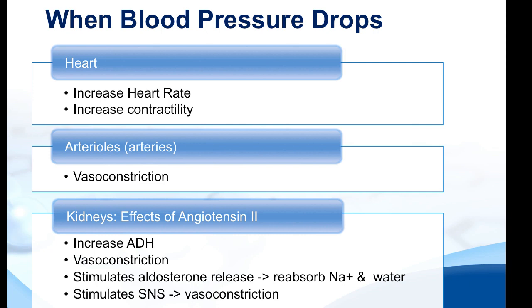A drop in blood pressure will stimulate renin. Now remember, renin stimulates a cascade of effects. Renin stimulates the conversion of angiotensinogen to angiotensin 1. Angiotensin 1 is converted to angiotensin 2, and that's by the angiotensin converting enzyme. Now, angiotensin II is what has all the effects.